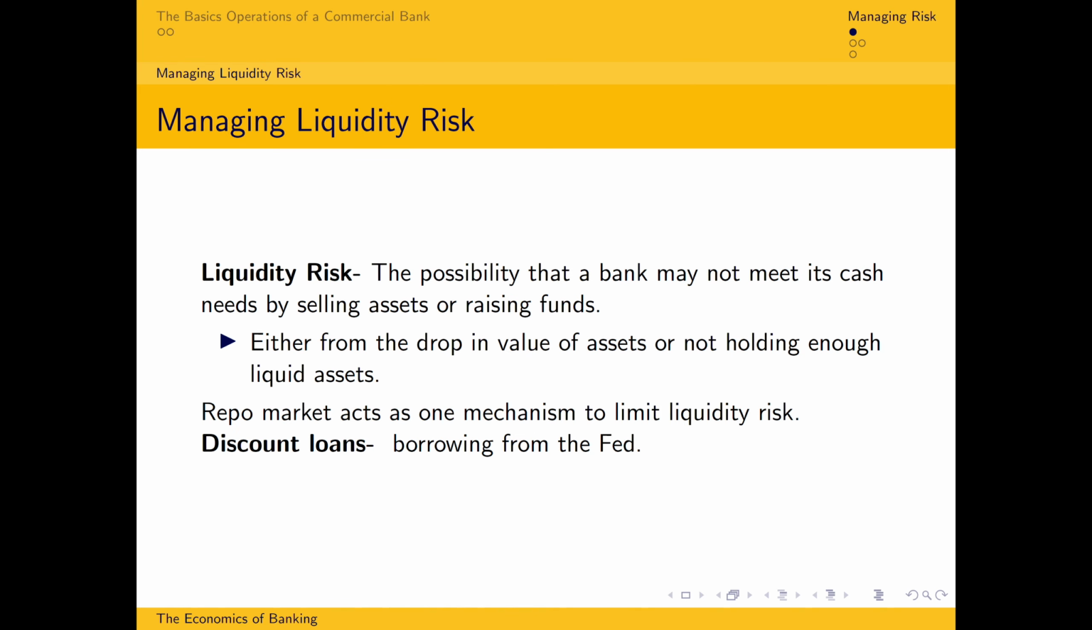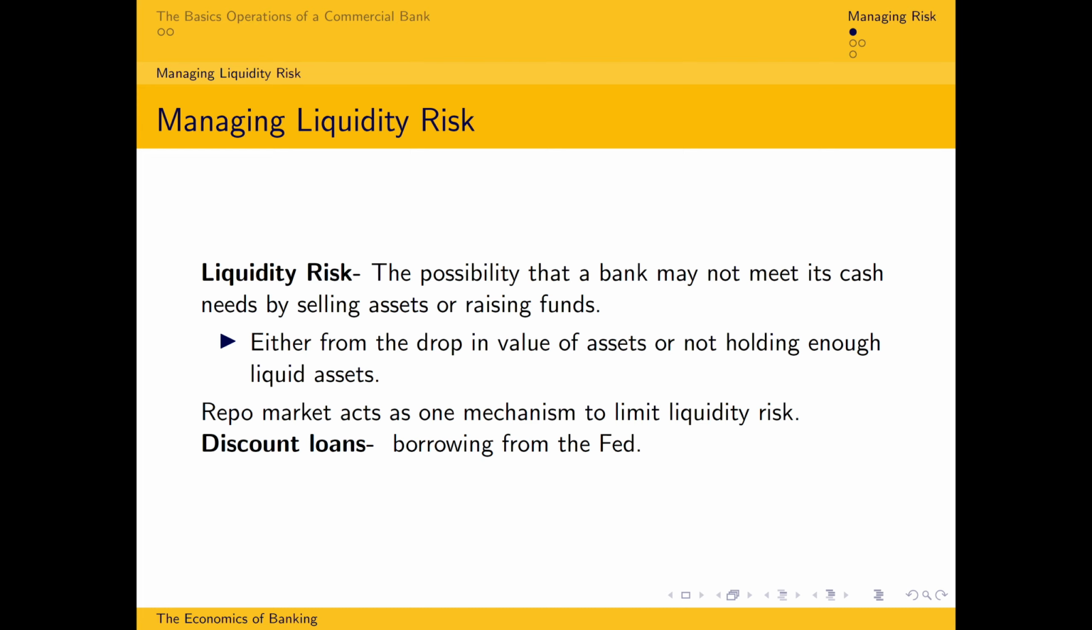Now let's look at different types of risk. And the first we're going to talk about is liquidity risk. So liquidity risk is just the possibility that a bank may not meet its cash needs by selling its short-term liquid assets or raising funds. And this can happen either from a drop of the asset's value or just by not holding enough liquid assets. So for example, if an asset's extremely liquid, but then it comes to term, it's no longer a liquid asset, and so that becomes potentially problematic.